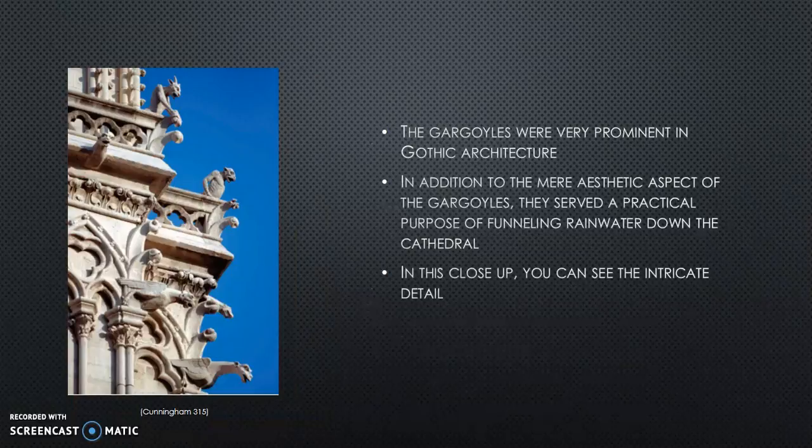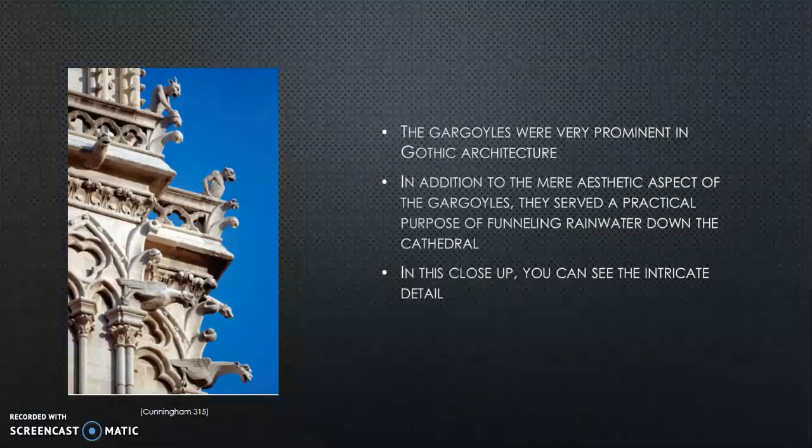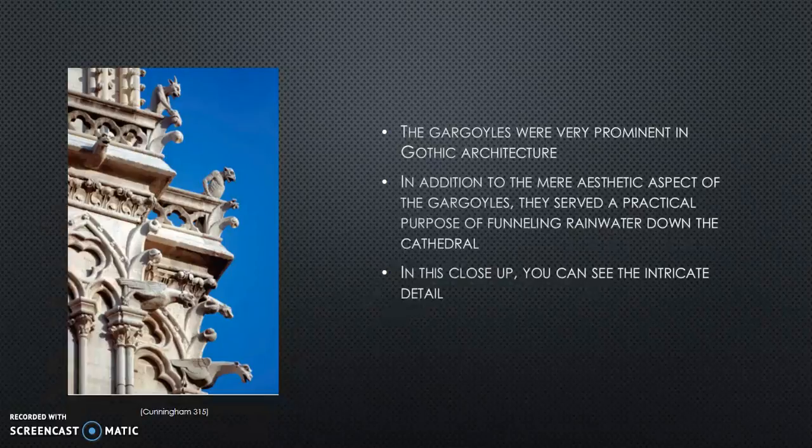We have a close-up here, and we can see that gargoyles were a common theme of this cathedral. In fact, this was very prominent in the Gothic architecture. You'll see gargoyles on many different buildings. As well as the aesthetic aspect of the gargoyles, they also serve the purpose of funneling rainwater down the cathedral. Just a fun fact there. And in this close-up you can see the intricate detail in the gargoyles and much of the facade. And this is why it took almost 90 years to complete the cathedral.